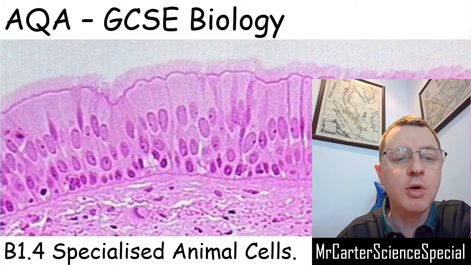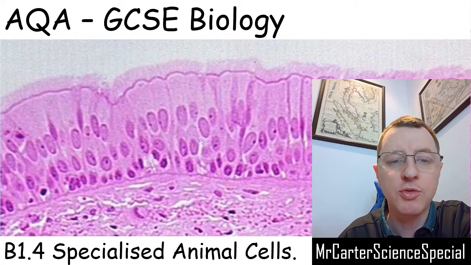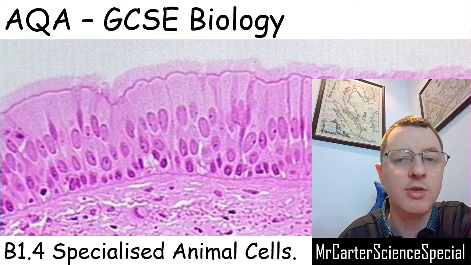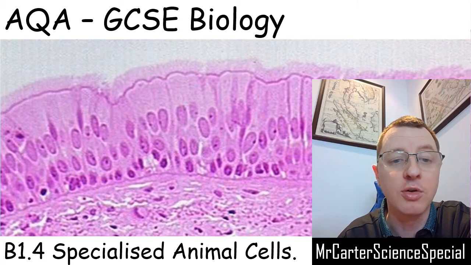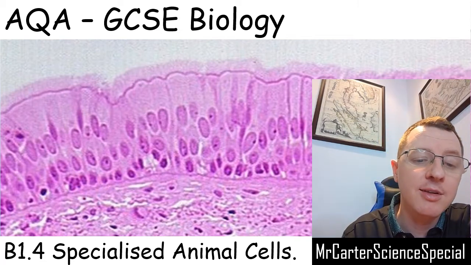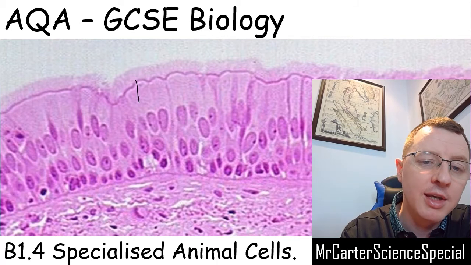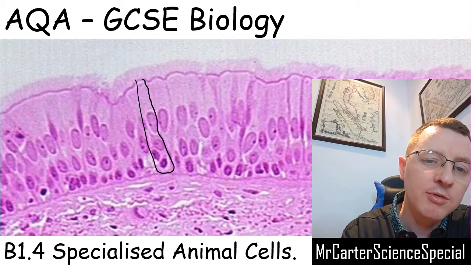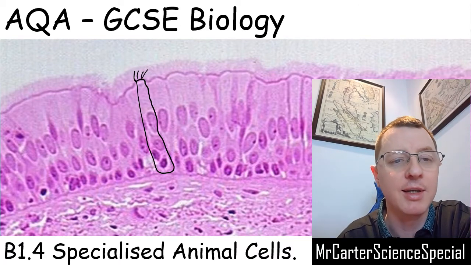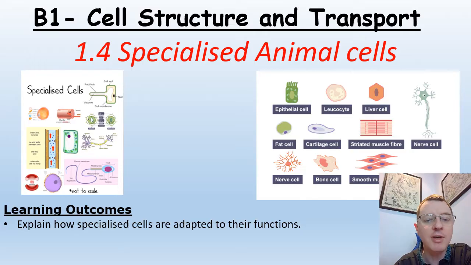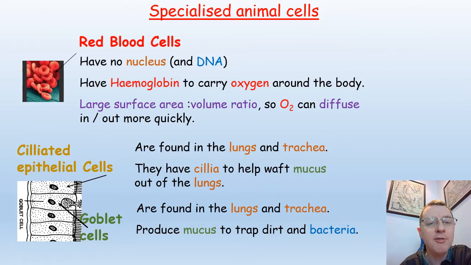In this video we're going to look at a range of specialised animal cells that you will come across in your GCSE or IGCSE biology course. Cells like the ciliated epithelial cell that you can see here. There's the outline of it and the range of cilia that we have at the top. These are found in the trachea. So by the end of today, you'll be able to explain how specialised cells are adapted to their function for a range of examples. And here's our first example, red blood cells.